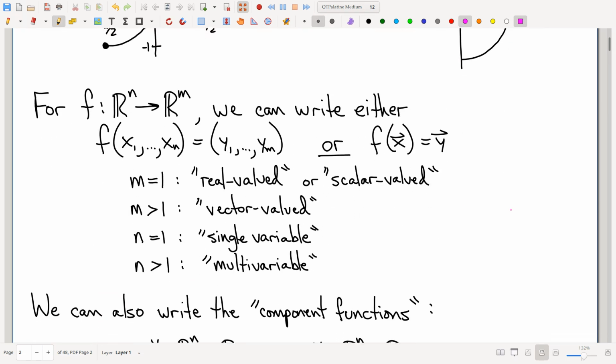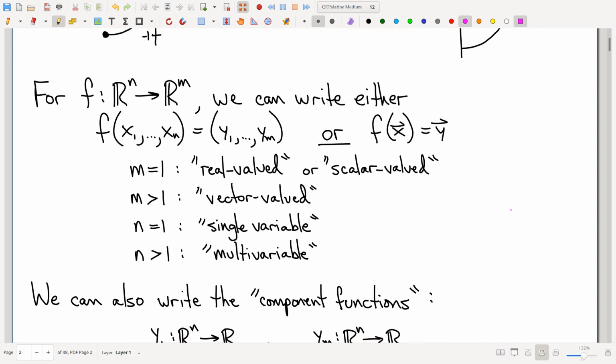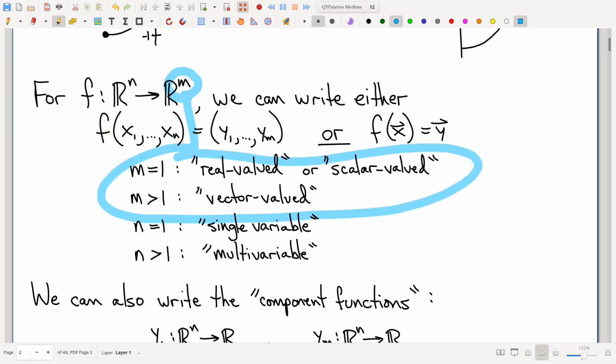Okay, a couple other things that have to get said. A little bit of terminology. If you have a function that may have multiple inputs, may have multiple outputs, how do we describe such a function in words? In particular, the number of outputs tells you what valued that function is. If there's only one output, the outputs are real numbers or scalars, and so this is called a real valued or scalar valued function.